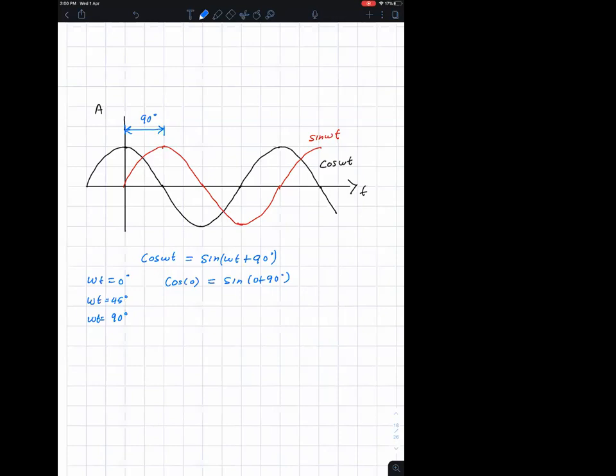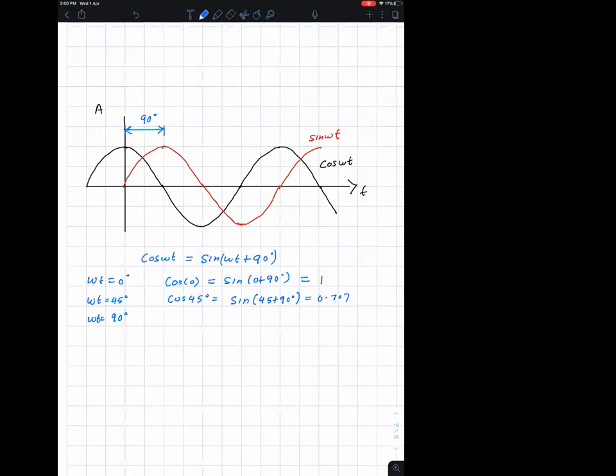So both of these will give you 1, right? Cosine of 0 is 1, sine 90 degrees is 1. So what is cosine 45 degrees? It is equal to sine of 45 plus 90 degrees. You see, that also gives you 0.707. Cosine 45 degrees is the same as sine 135 degrees.